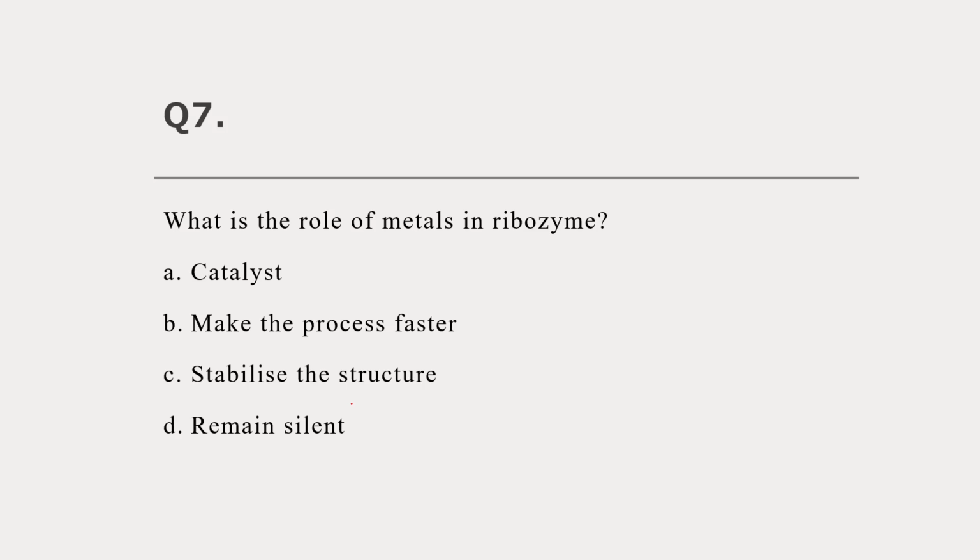Let's see another question. What is the role of metals in ribozyme? Now you just answered one question where ribonuclease P is an example of metalloribozyme. So now the question is, what is the role of metals in ribozyme? It acts as a catalyst, making the reaction process faster, or stabilizes the structure, or it just remains silent, nothing else. Very good, you are going in the right direction. Everyone else, please try to answer.